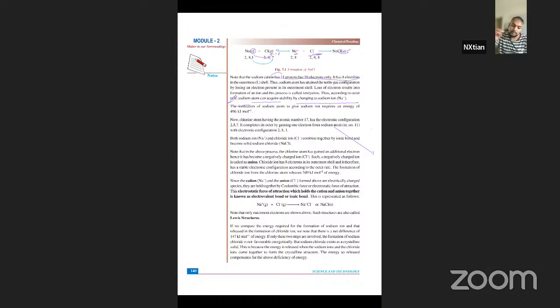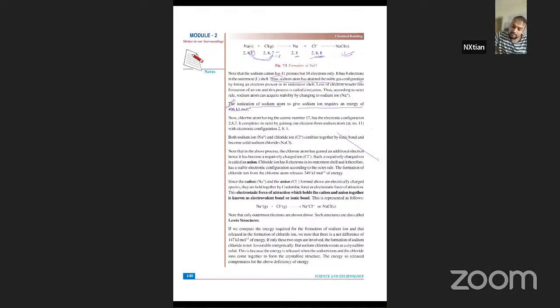Okay. Now, ionization of a sodium atom to give a sodium ion requires energy. So basically, what is an anion? The negatively charged particle is called an anion. Here's the definition. And the positively charged particles are called cations. So this is the anion and this is the cation. And the force between them is called ionic bond or electrovalent bond. Understood, guys? Yes or no?